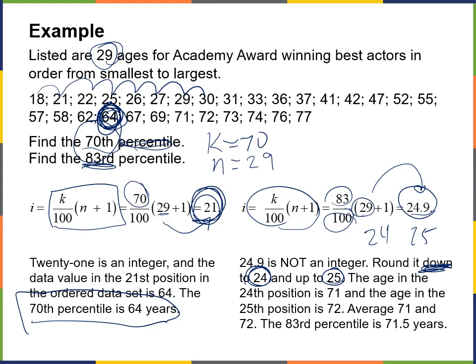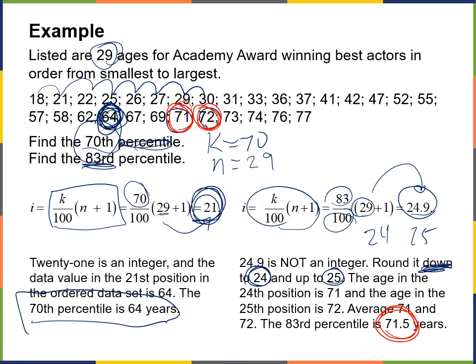So we're going to look at which data value is in the 24th position, and which data value is in the 25th position. If we count those out, they're going to end up being 71 and 72. So let's look at these two, 71 and 72. Which one of those is the 83rd percentile? Well, the answer is actually neither. The 83rd percentile is going to be the average of those two data values. So add those two data values together and divide by 2. You get 71.5. There's your 83rd percentile.